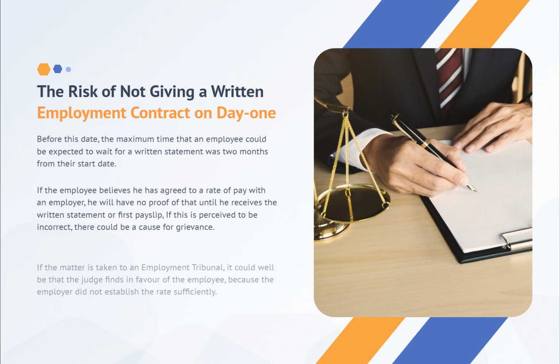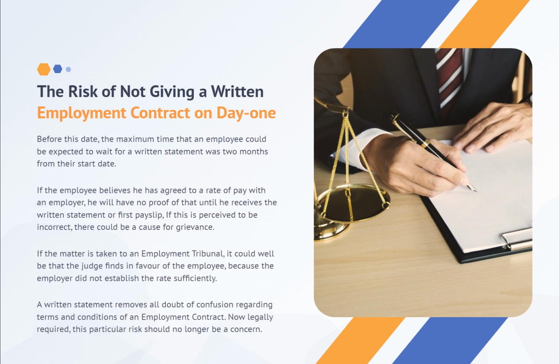Before this date, the maximum time that an employee could be expected to wait for a written statement was 2 months from their start date. If the employee believes he has agreed to a rate of pay with an employer, he will have no proof of that until he receives the written statement or first pay slip. If this is perceived to be incorrect, there could be a cause for grievance. If the matter is taken to an employment tribunal, it could well be that the judge finds in favor of the employee, because the employer did not establish the rate sufficiently. A written statement removes all doubt or confusion regarding terms and conditions of an employment contract. Now legally required, this particular risk should no longer be a concern.